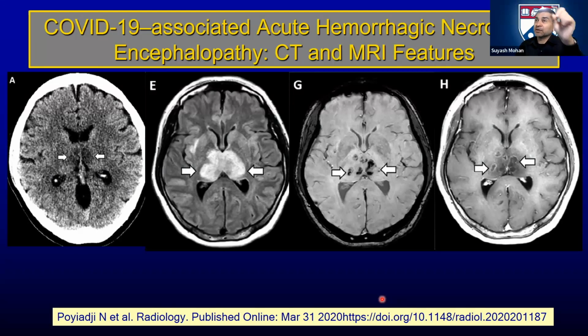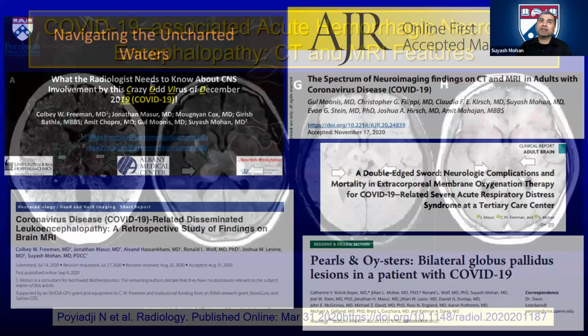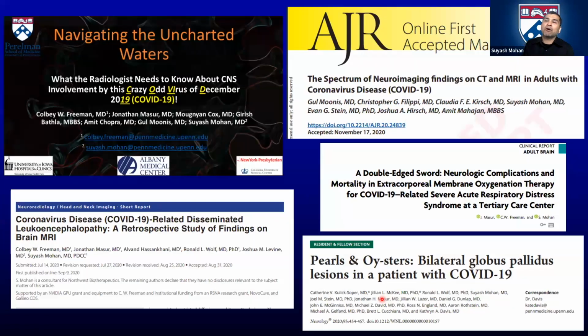And she was found down, and this is what they found. This was one of the very first descriptions of COVID-associated ANEC, which was published in Radiology. And ever since then, we have seen a whole bunch of different imaging findings. I particularly like this one because we were the ones who coined this term.